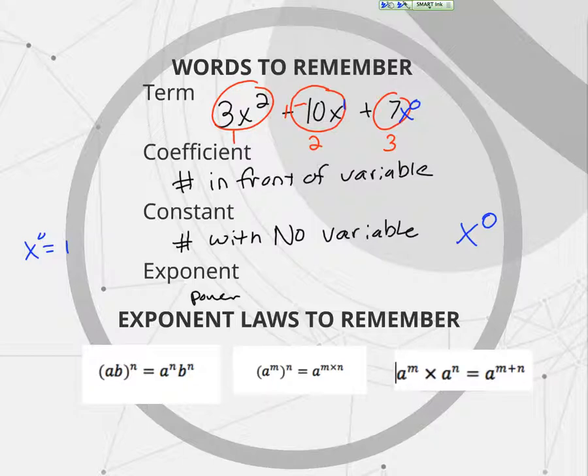Then I just put a few exponent laws to remember. These are all from chapter 3. They're all straight out of the 3 be notes, straight out of your textbook. Old news, but just a reminder, we're going to use all 3 of these today, so I just wanted to bring those up.